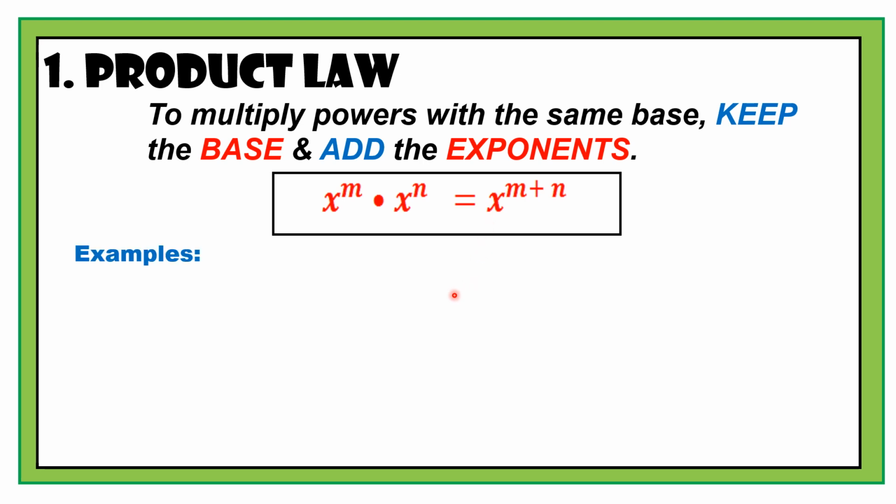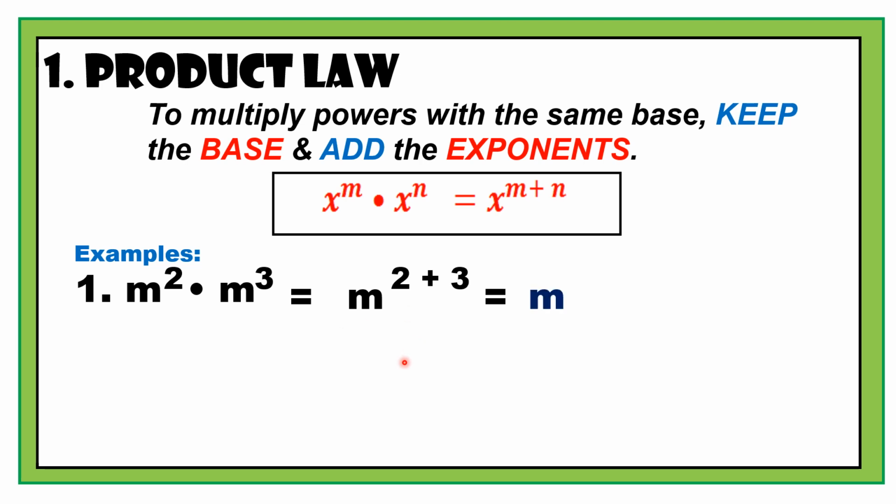So, examples, m squared times m cubed. So, copy natin yung base. So, that is m. Then, add natin yung exponent. So, m raised to 2 plus 3. So, 2 plus 3 is equal to 5. So, the answer is m raised to the 5th power.